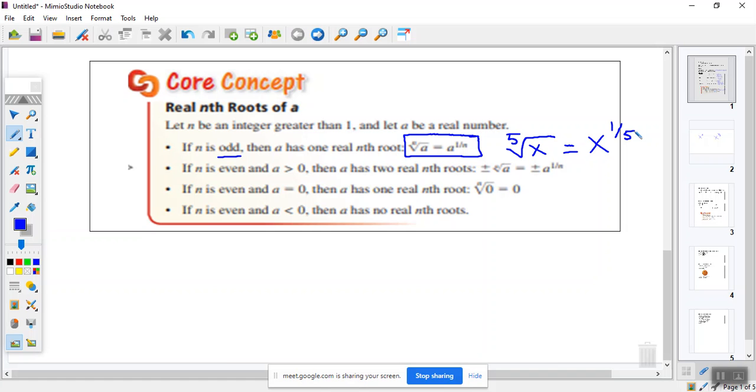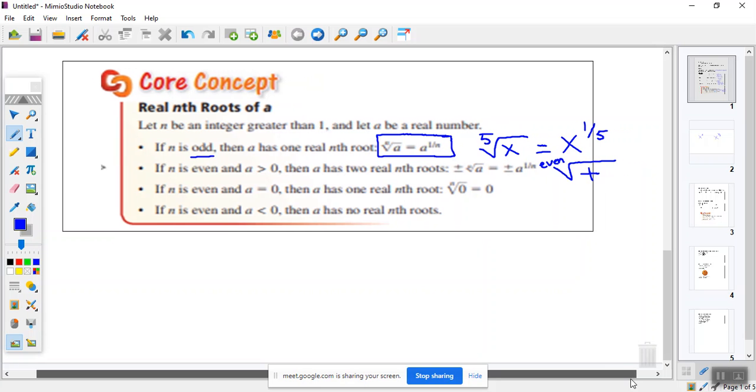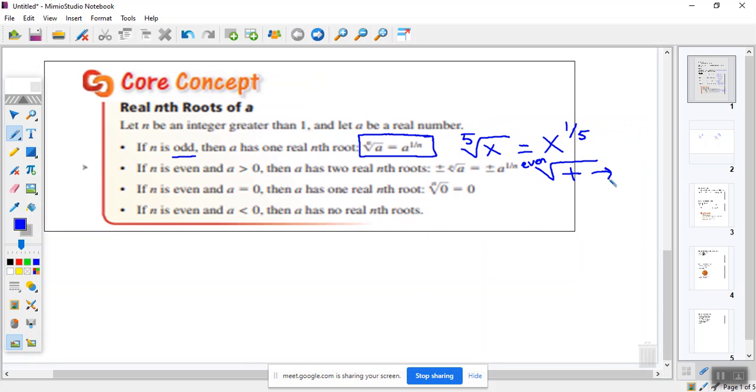I'm going to write this as the following, and maybe this will help you. If I have a positive number under here, and my index here is, I'm just going to put even up here. If I have an even index for the root of a positive number, this will imply that there's always 2 solutions there. There'll always be 2 solutions.